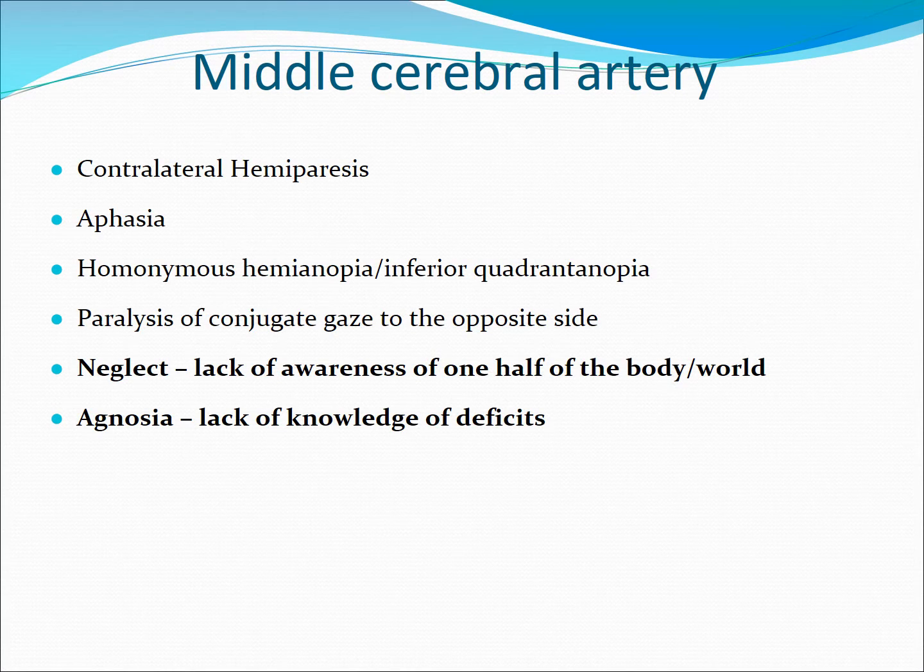What are the common presenting symptoms of a stroke? Weakness of the opposite side of the body, inability to understand language or produce language, field defects. You have one half of the vision missing. For instance, if you have a left-sided stroke, you'll have trouble seeing objects on the right side of the body, and vice versa. You have gaze deviation to the side opposite to the occlusion.